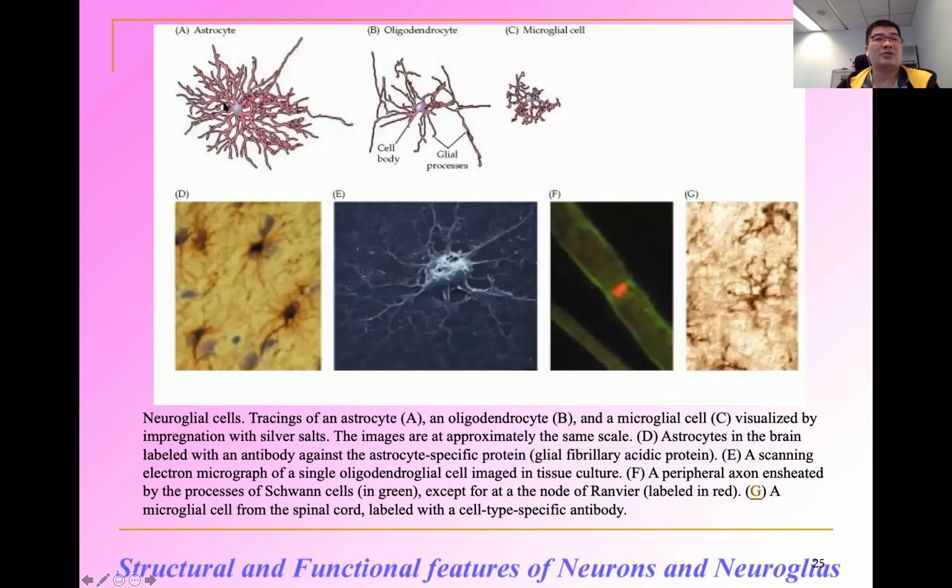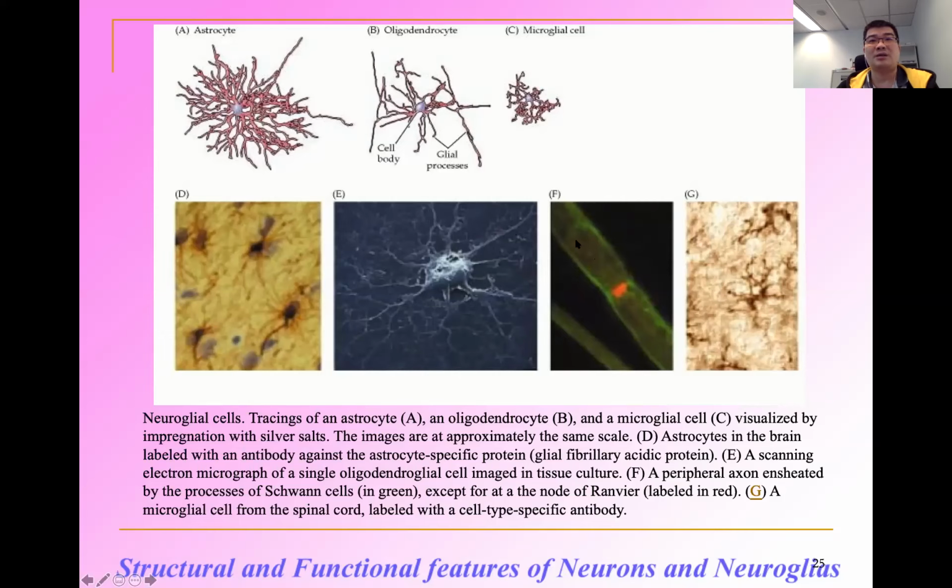So here is the astrocyte. Okay, this is the oligodendrocyte and microglia cells. You see that they have a lot of processes sticking out. Those are the staining of the astrocyte in the brain, so it's like a star shape. That's another picture, an electron microscope picture. There are processes, and those are the myelin.